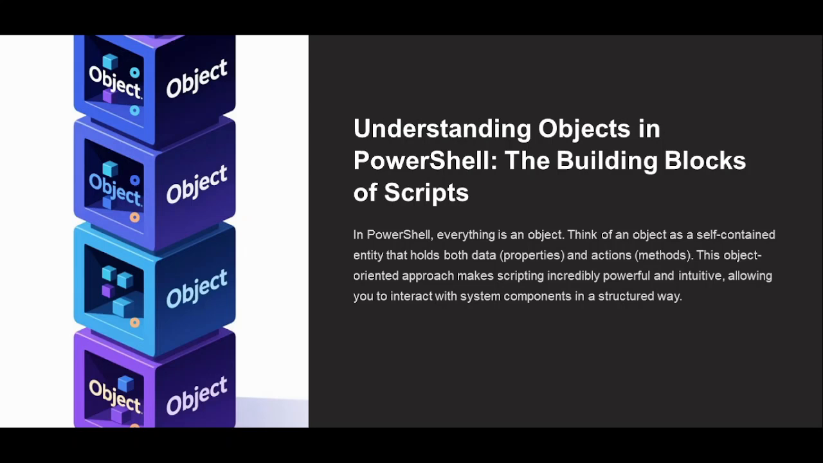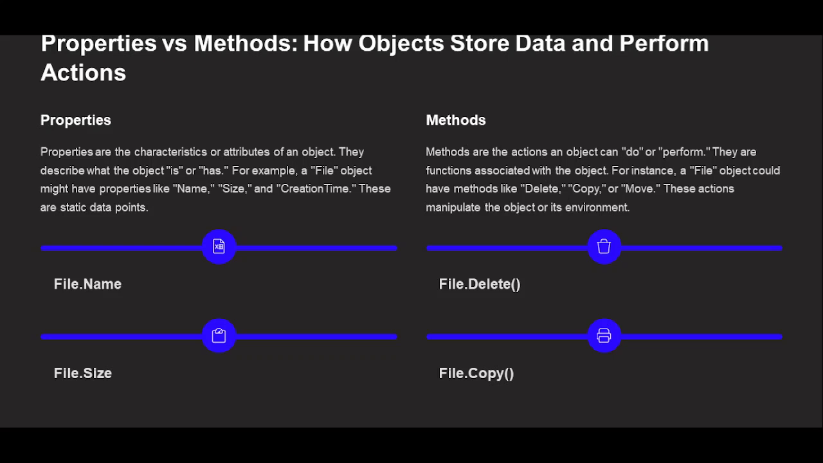So how are objects important in PowerShell? Each object has its properties and methods. What are properties? Properties provide information about the object, like name and size, right? What are methods? Methods are actions that can be performed by an object, like delete a file, copy a file, move a file, create a file. These are some methods of an object.